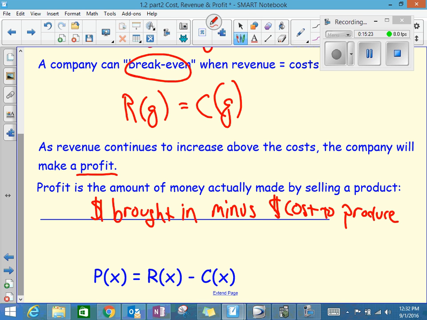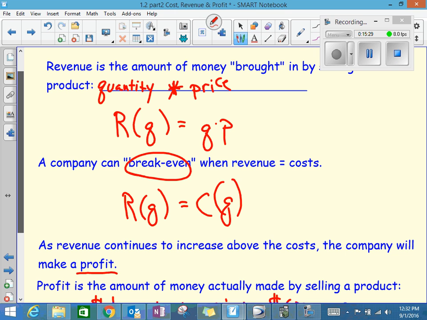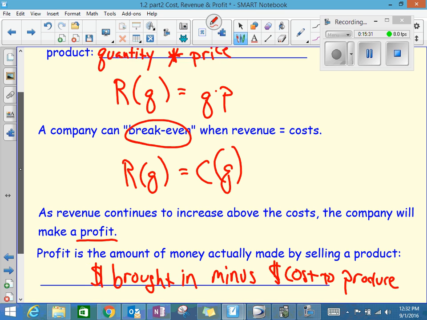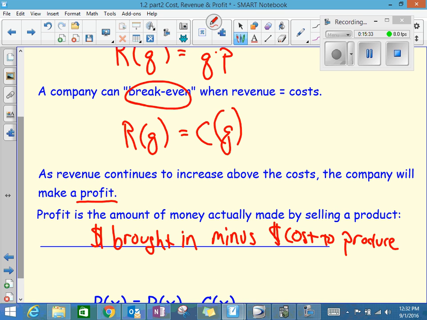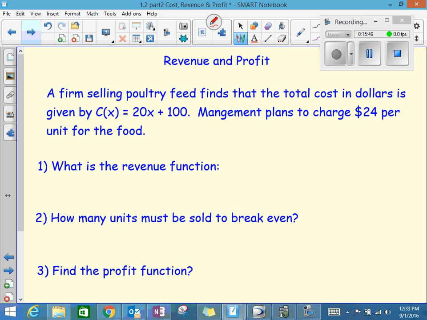So these are the relationships we're going to work through right now. We've got revenue is always quantity times price. Break even is cost equals revenue, and profit is subtracting cost from revenue. So does that make sense to you guys? Like just concept-wise, how that all fits together? Okay. All right, so let's try it.